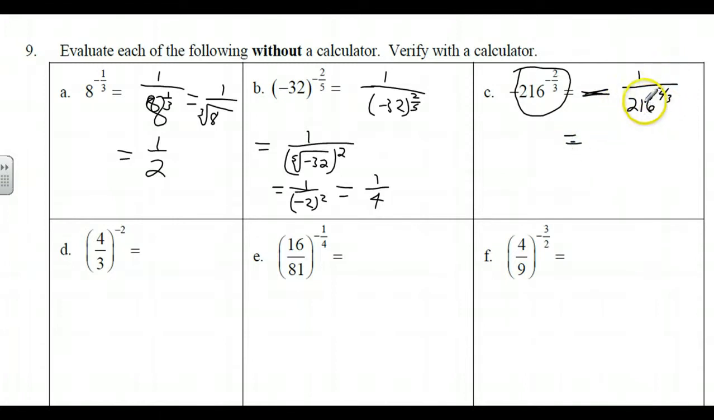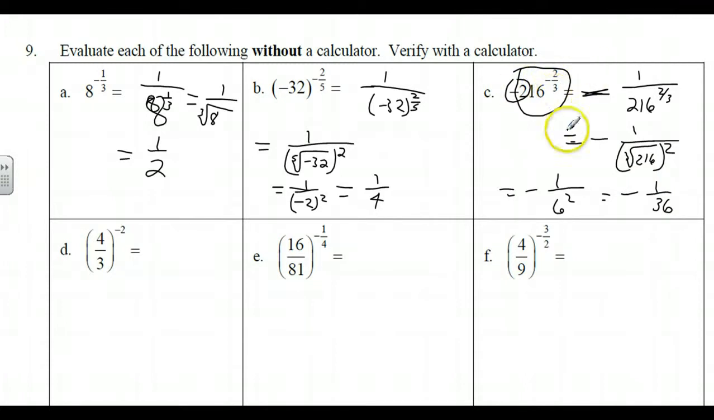Evaluate this. Well, it's the cube root, so it's the negative of 1 over the cube root of 216, and then square that, which is the negative of 1 over 6 squared, and so we get negative 1/36, right? So this negative just means it's going to be negative, right? We evaluate it first, then we make it negative, because that's applied at the end.